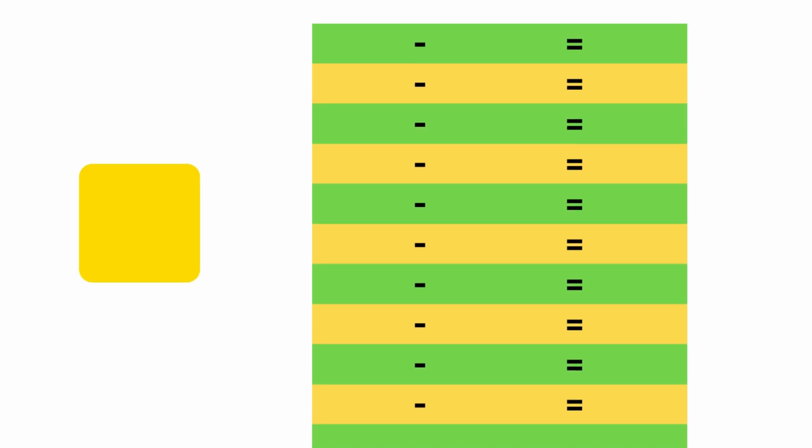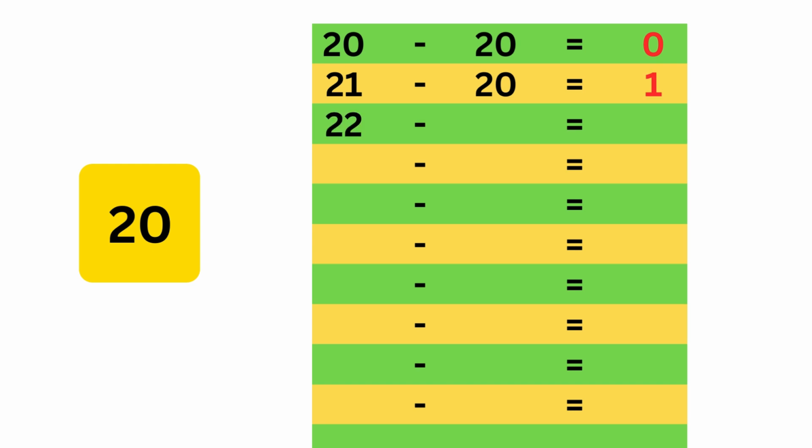Subtraction table 20. 20 minus 20 equal to 0. 21 minus 20 equal to 1. 22 minus 20 equal to 2. 23 minus 20 equal to 3. 24 minus 20 equal to 4.